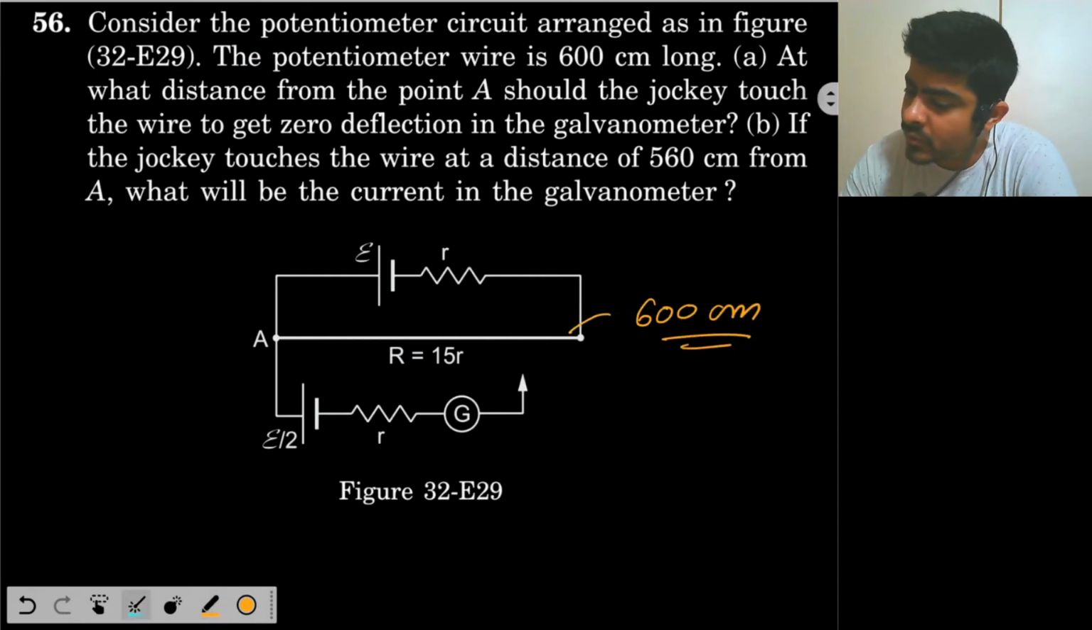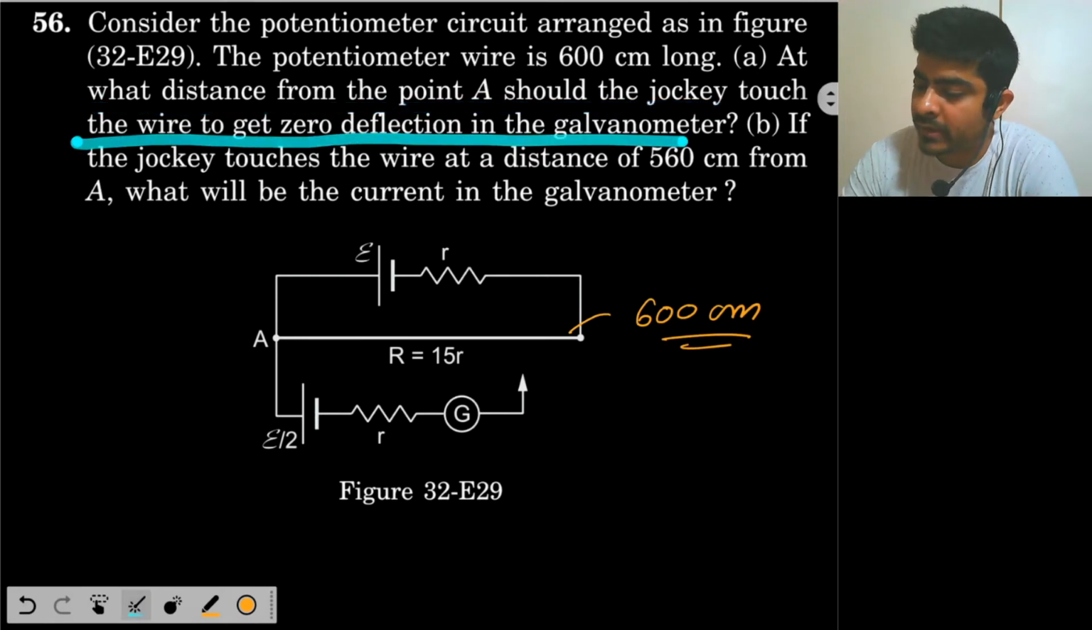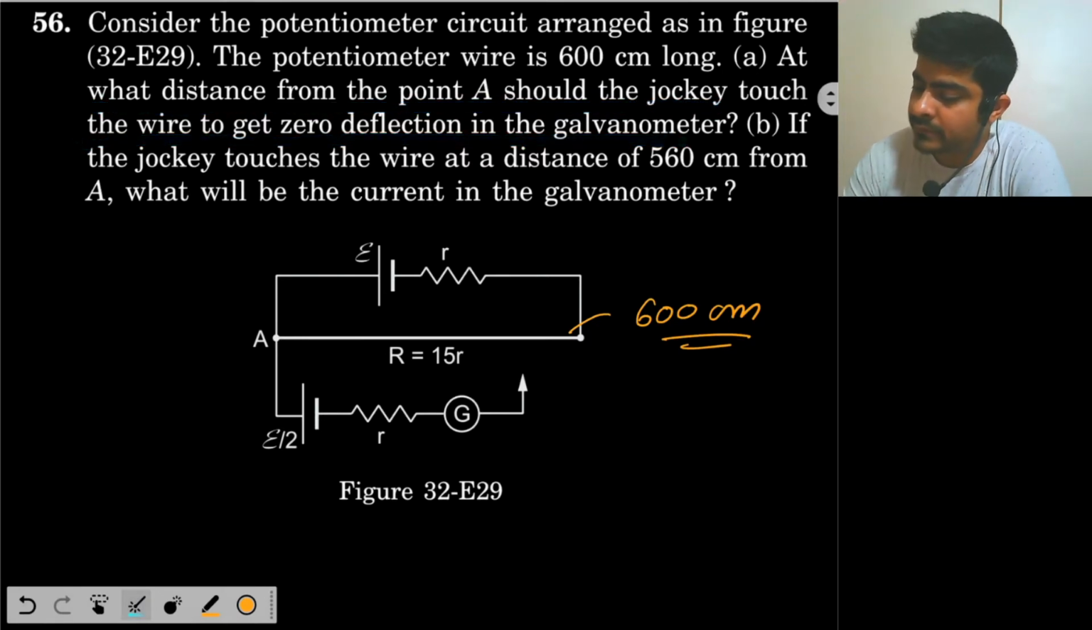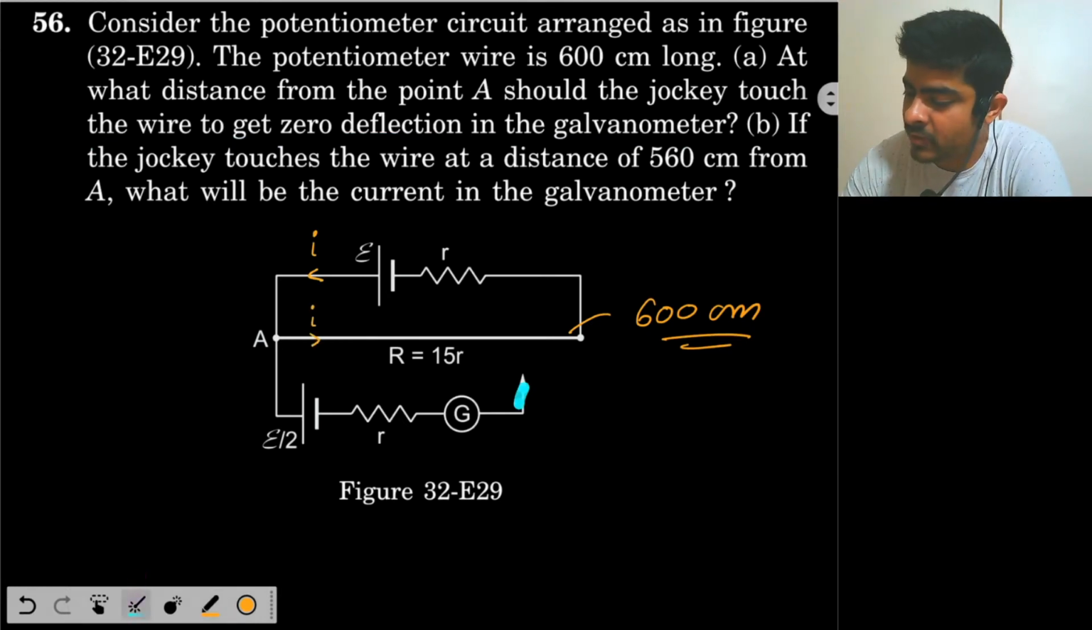Okay, so at what distance from the point A should the jockey touch the wire to get zero deflection in the galvanometer? Okay, so let's first solve the circuit, simplify the circuit. So we have a current flowing over here, I. The same current will flow over here, I, because the jockey is not connected anyway.